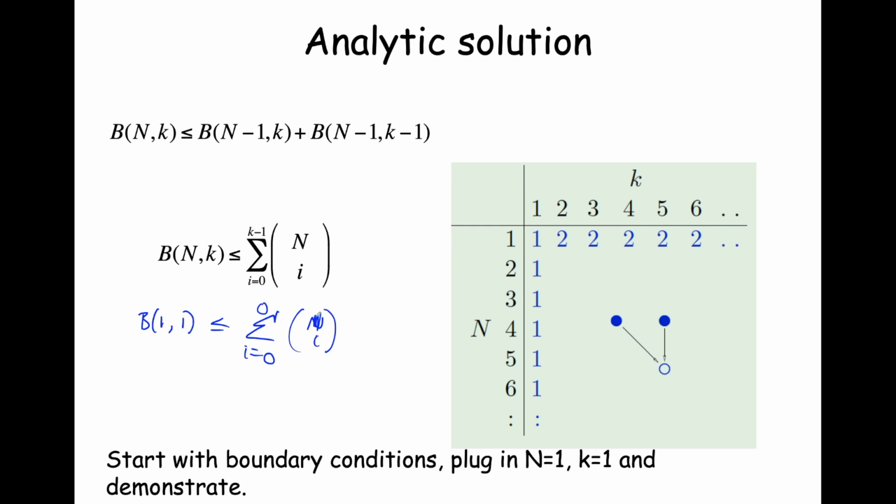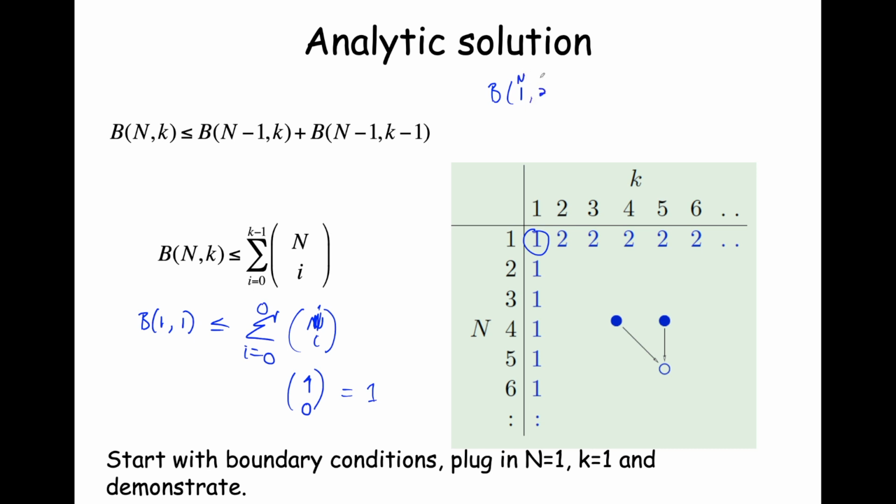Well, of 1 choose i. So that's just 1, that's our n, choose 0. So 1 choose 0, well, there's just one way to do that. That's equal to 1. And yep, lo and behold, absolutely, that is 1.